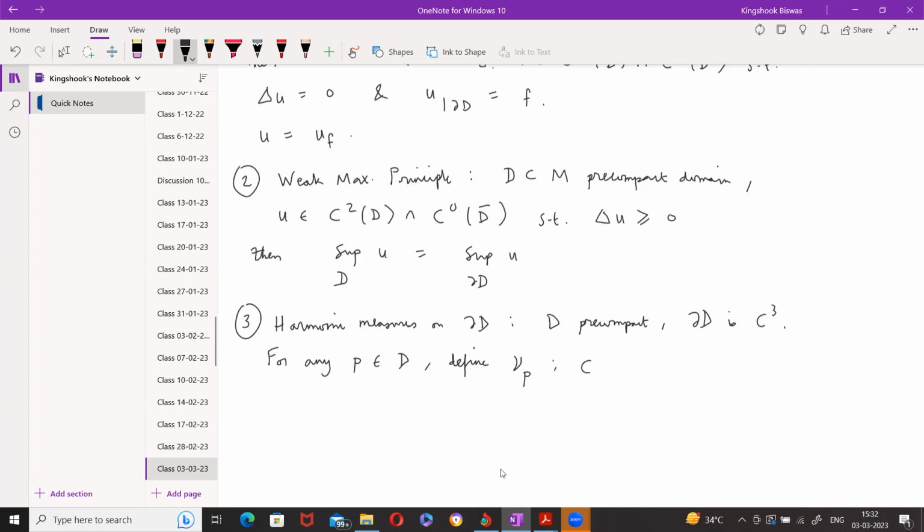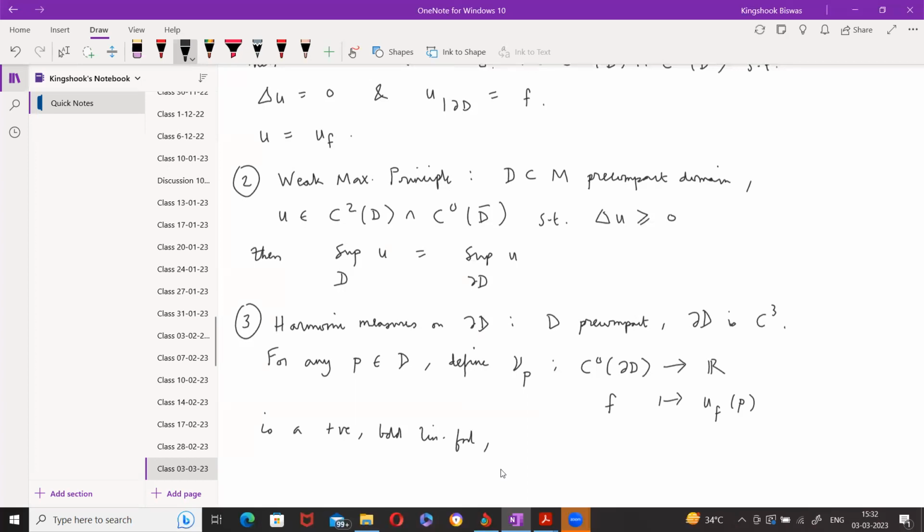So this is a linear functional on the Banach space of continuous functions on boundary D, taking values in R. f goes to, so you take the solution to the Dirichlet problem with boundary value f. Let me call that U sub f. This is the harmonic extension of f, and evaluate it at P. Okay, so P is fixed. So this is a positive bounded linear functional.